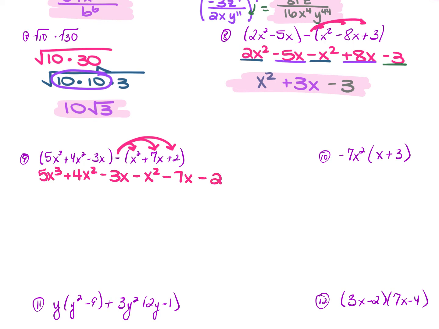Now combine your like terms. Starting with the 5x cubed, there is no other x cubed in there, so just drop it down. Next, you have the 4x squared, which matches with the negative x squared. Those combine to give us a positive 3x squared. Then we have a negative 3x and a negative 7x, which combine to give us negative 10x. And lastly, we have that negative 2 that drops down.